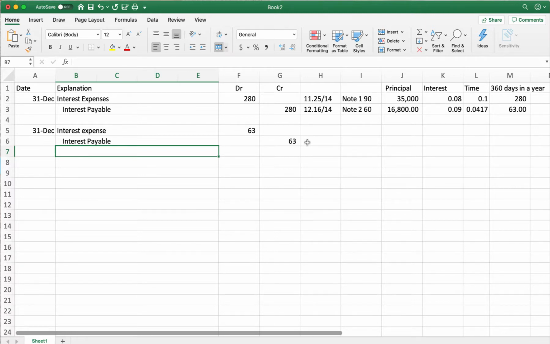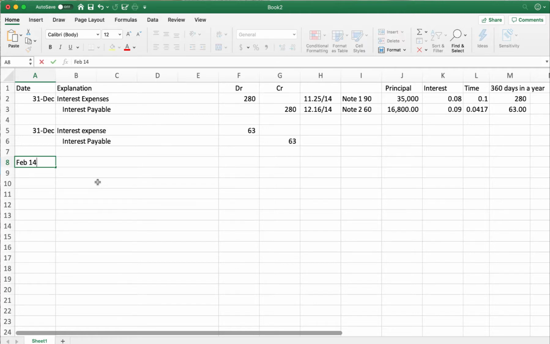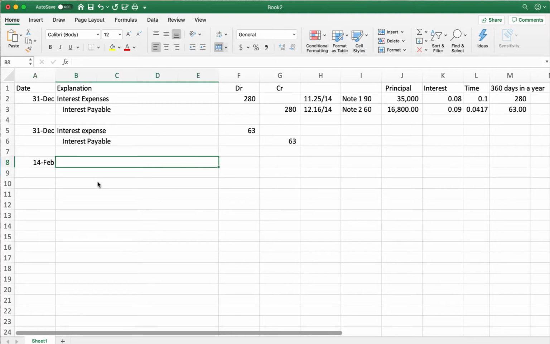So let's look at note 2, because note 2 is the shortest, right? We signed it on December 16th, 2014, right? We need to count 60 days from this date, and that's when they're due. So I already did that for us, just to make it easier. It's going to be February 14th. That's when note 2 becomes due, okay?